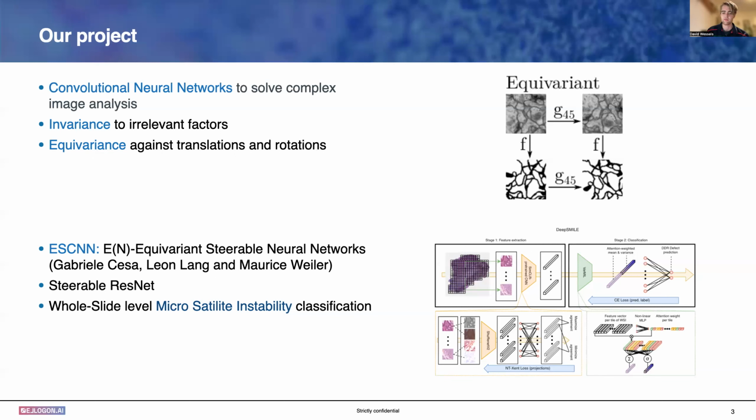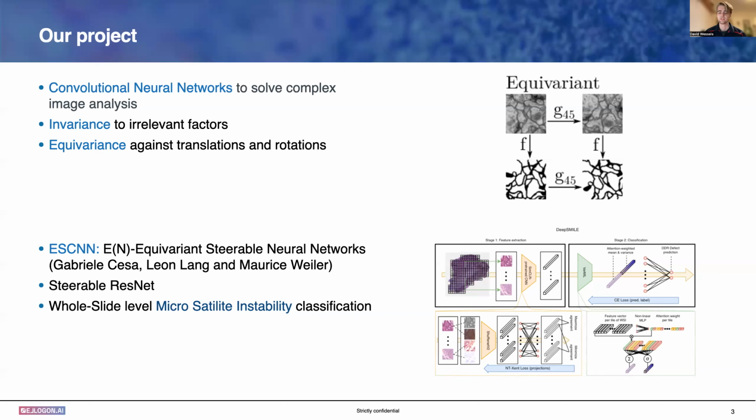To create an equivariant convolutional neural network, we utilize the ESCNN library, which is produced by Gabriele Cesa, Leon Lang, and Maurice Weiler, who are PhD students of the UvA. We used E(n) equivariant operators to create a steerable ResNet implementation, which is equivariant against translations, rotations, and reflections.